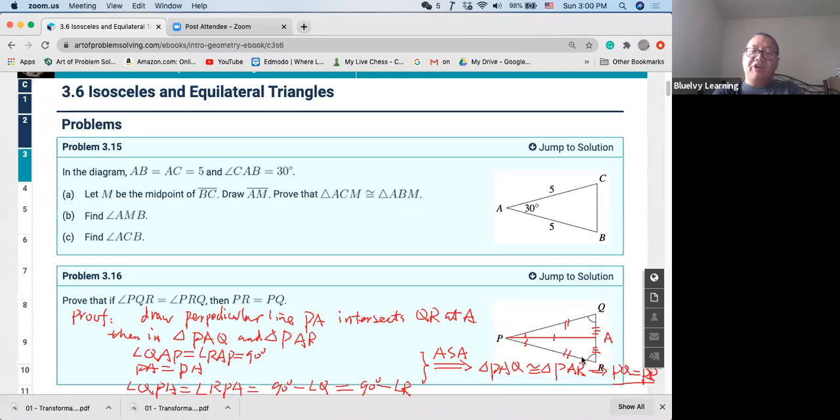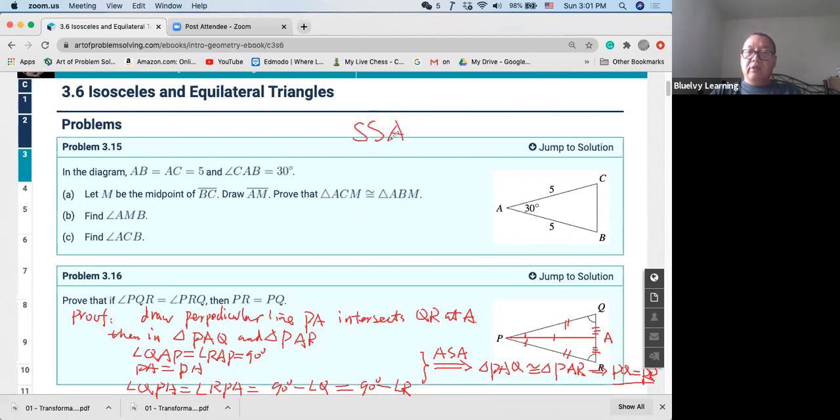The correct answer for this one is no. If you pick the middle point, then you connect PA, you cannot prove these two triangles are congruent. You know why? Now let's check. We have QA equals AR, that is one side, right? Then PA is shared. That's another side. Now you have angle Q equals angle R.